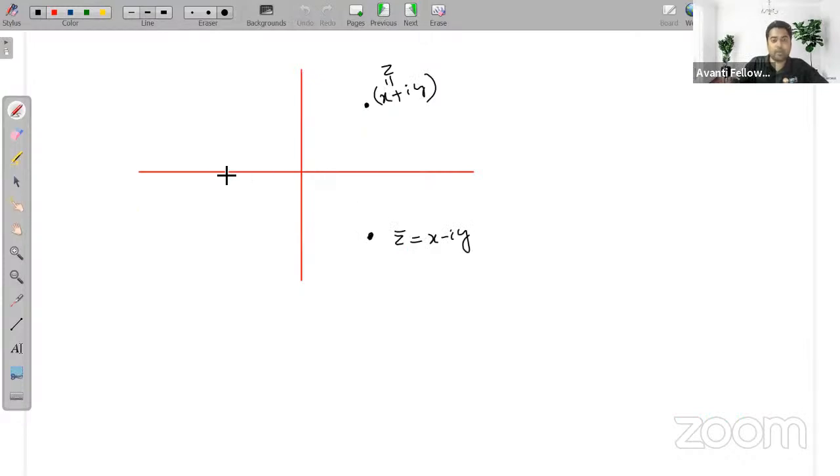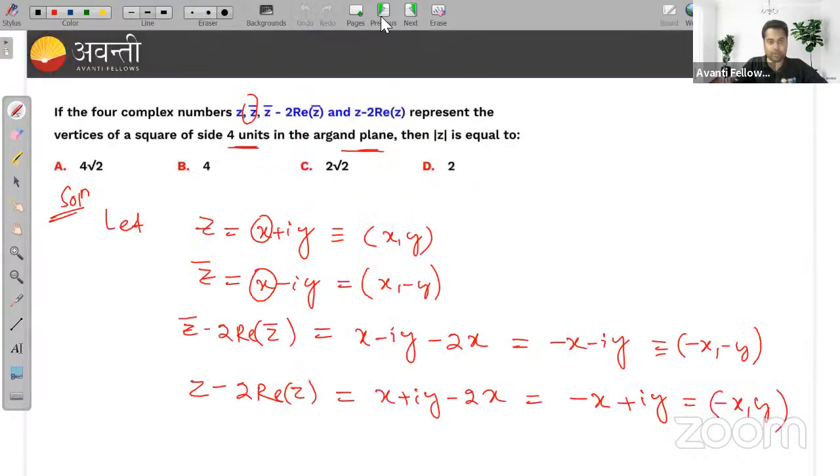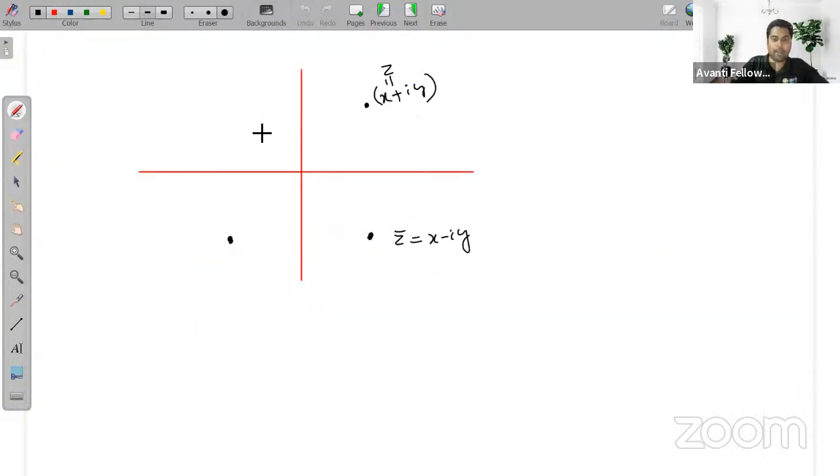That is, on the negative real axis we need to cover minus x units, and on the negative y axis also we need to cover these units. Okay, similarly, the fourth point is minus x plus iy. So this is minus x minus y, and this is minus x plus y.